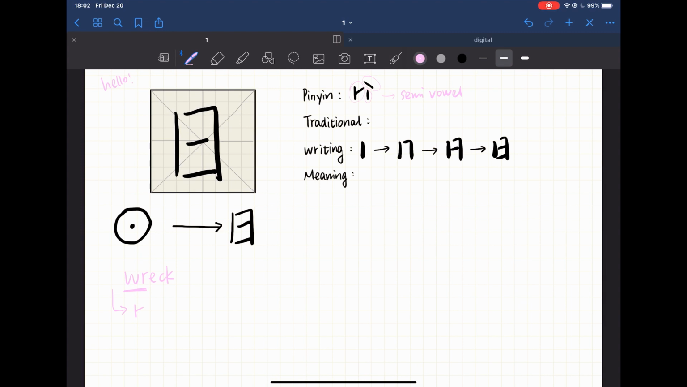Here we have some examples of R. We have 人, 让, 如. All of them have R as the consonant in the pronunciation.